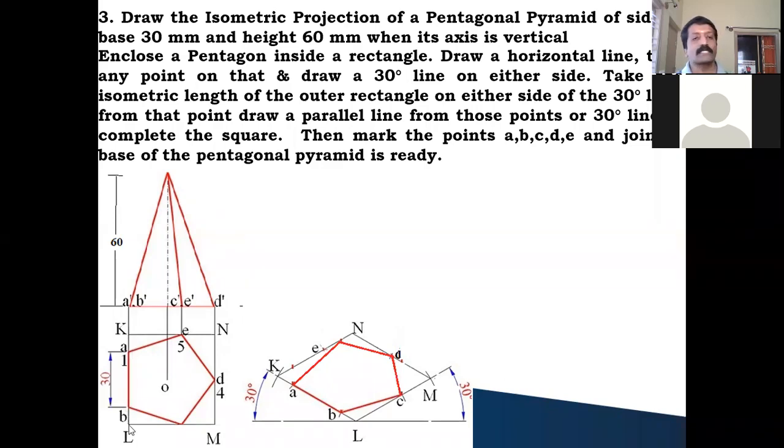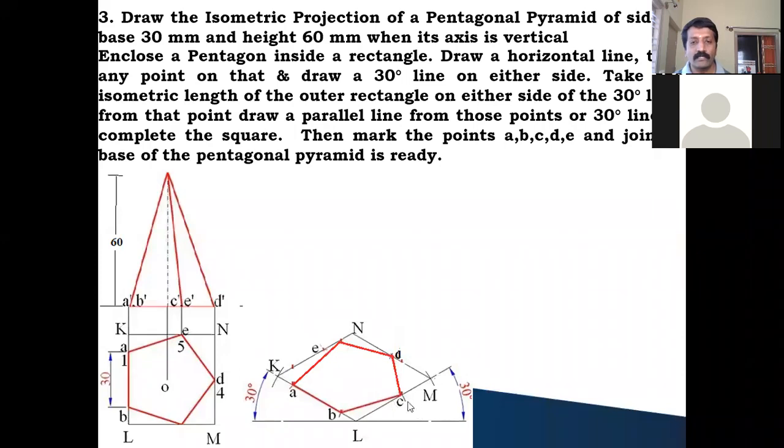You take the distance, convert that into isometric scale. From K to here you cut it, from L to here you cut it. AB you will be getting it. L to C this distance, and K to E distance also same distance. Okay, no need to take twice. So convert that into isometric scale.